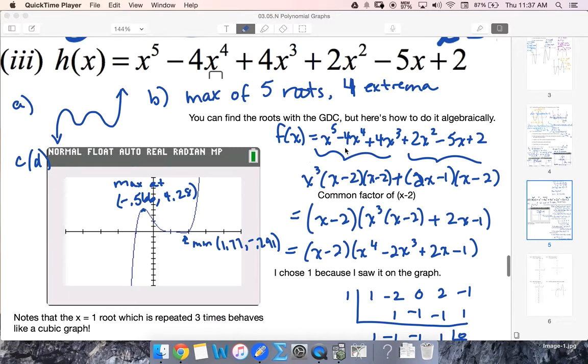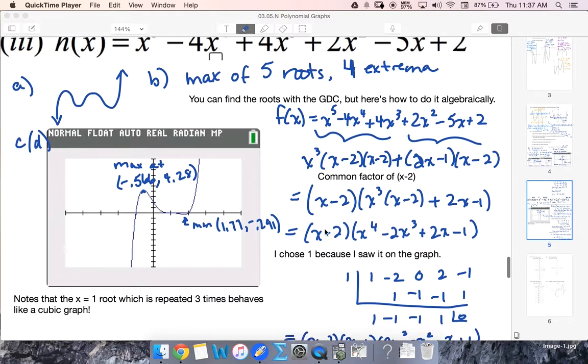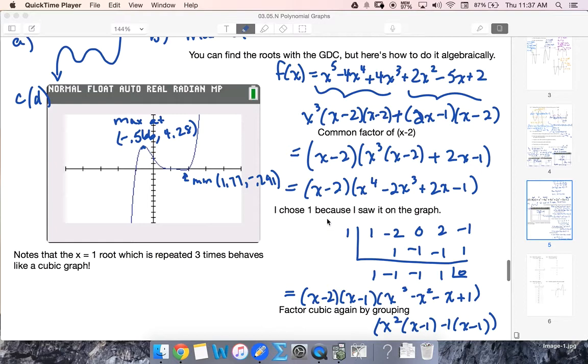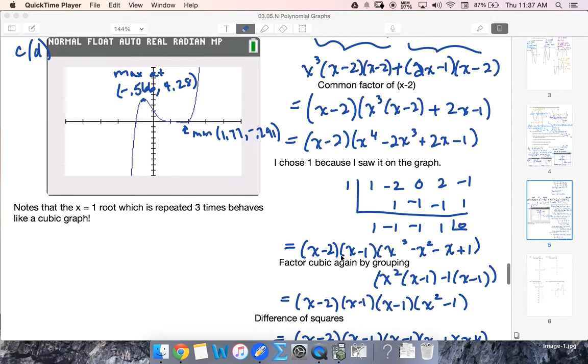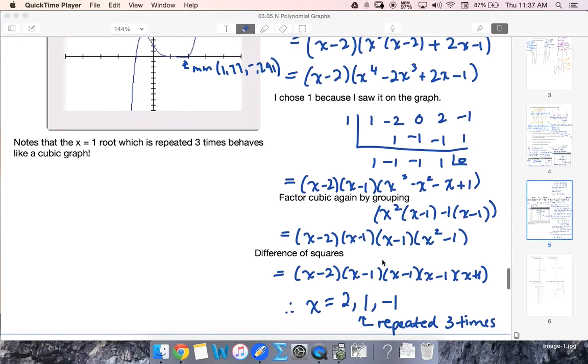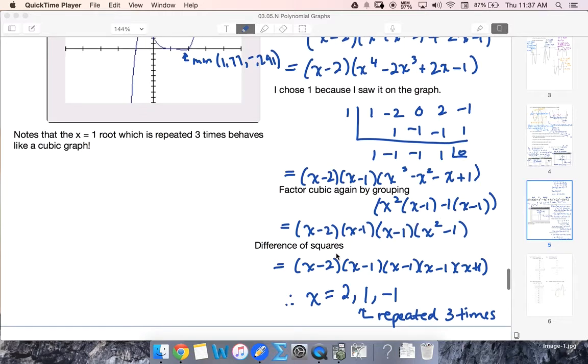If we had found the roots algebraically, and I've shown how to do that over here, we factor by grouping and then synthetic division based on the one we saw here, factor by grouping again, and then difference of squares. Notice x minus 1 is a factor that appears 3 times. So x equals 1 is a repeated root. Here it repeats 3 times, and we end up with a shape that looks like a cubic.